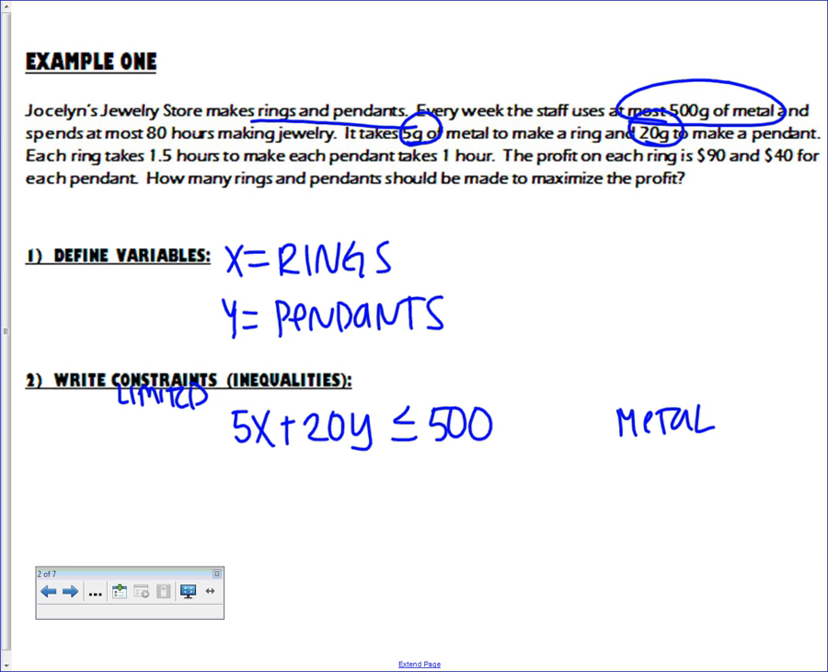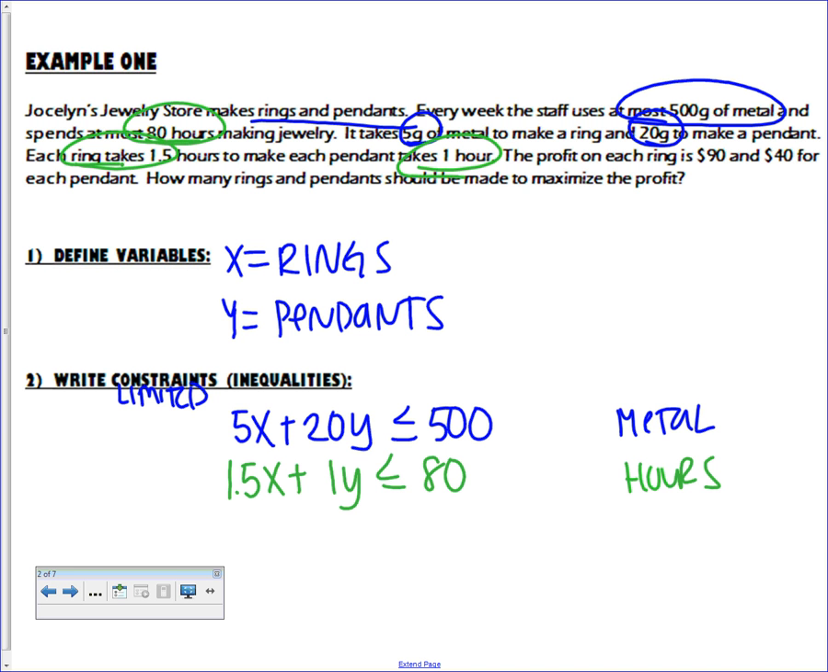I also have another constraint that deals with hours. I only have so many hours that I can have my workers working, and that's 80 hours. Rings take an hour and a half, and pendants take 1 hour. So keeping that same format, I've got 1.5x plus 1y has to be less than or equal to the 80 hours that my workers can work. So that one is dealing with hours available. Those are my two big limitations.